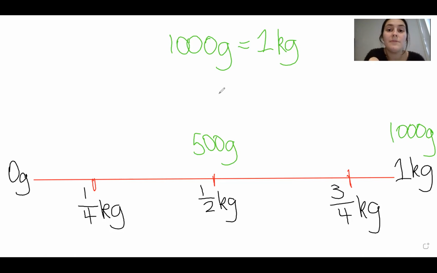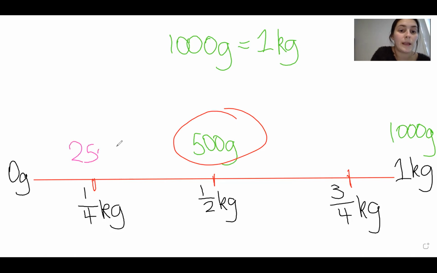Okay, if I was to go now to 1/4 of a kilo, what I would need to do would be to halve this one here. Okay, so if I was to halve 500, I would get 250 grams. So 1/4 of a kilo is the same as 250 grams.